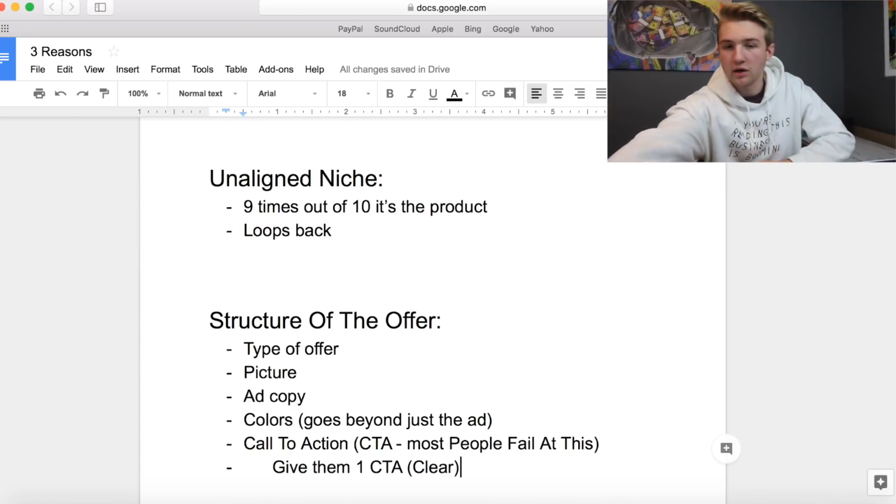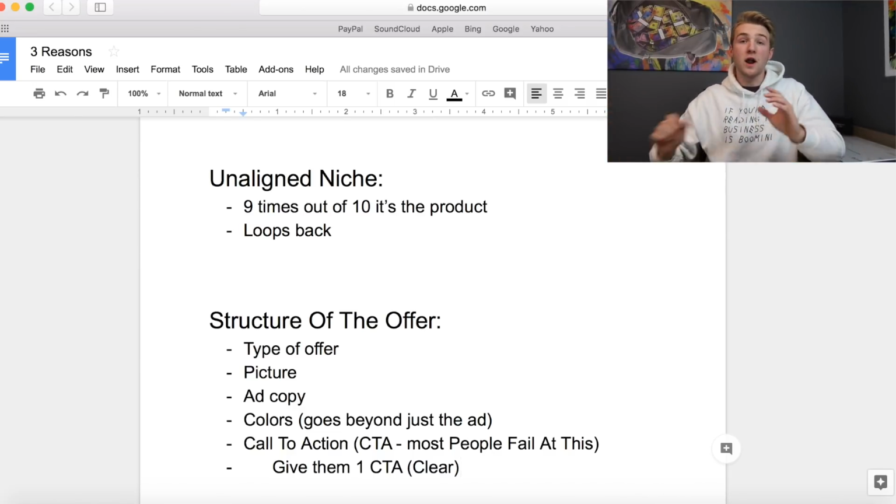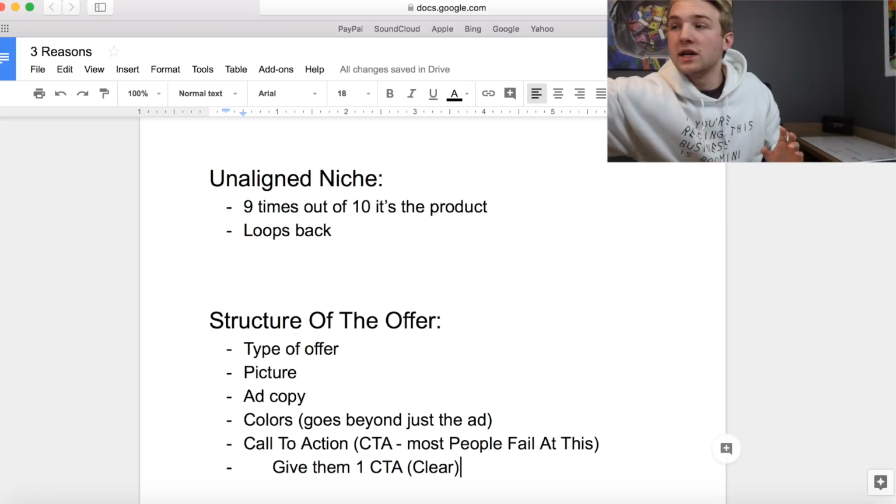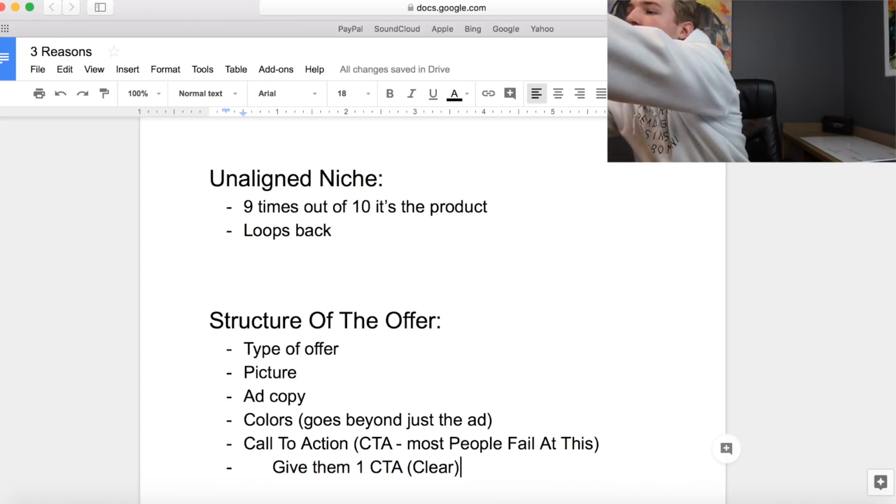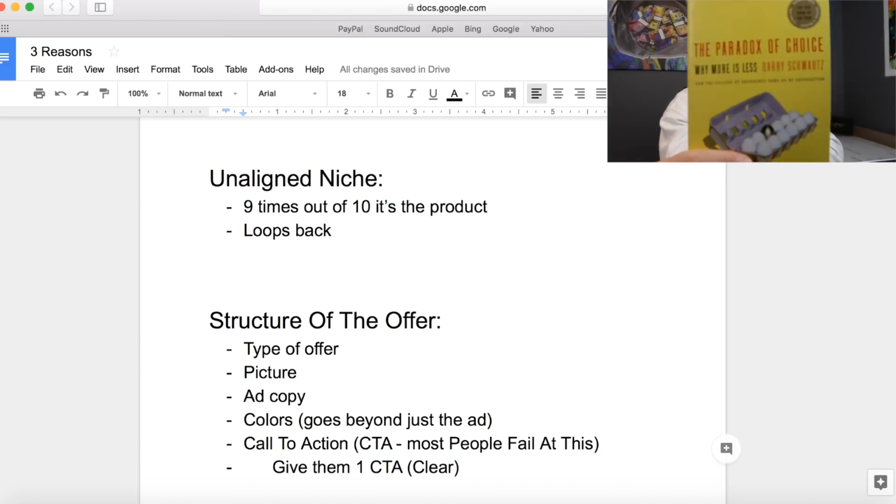I have the book. Where's the book? There's stacks of books right here. The paradox of choice. Anyway, oh, I think I see it. It's this yellow one. Wait for it. It is. The Paradox of Choice.